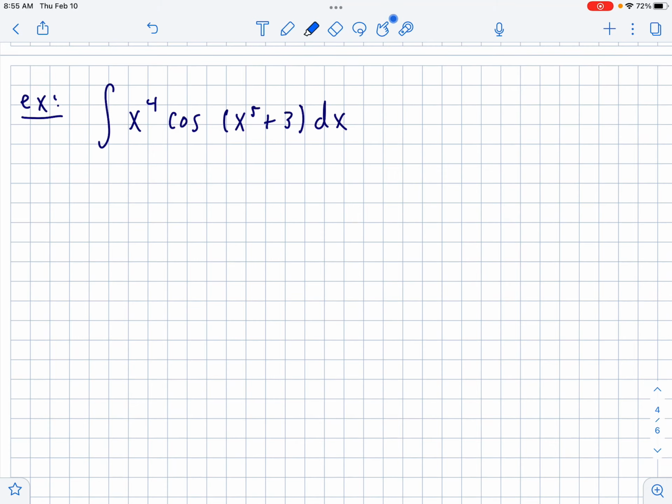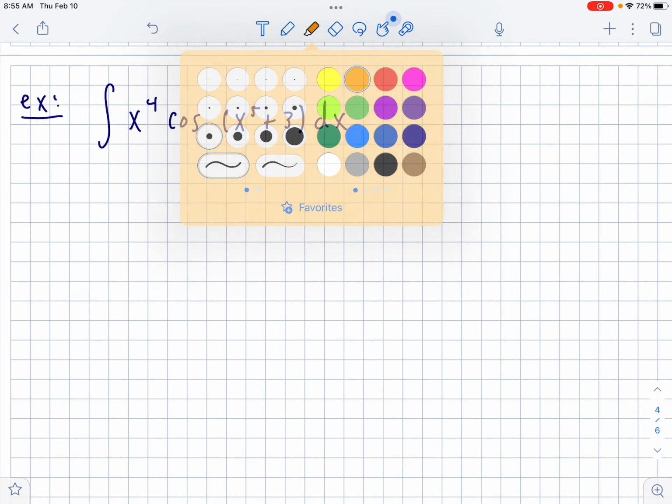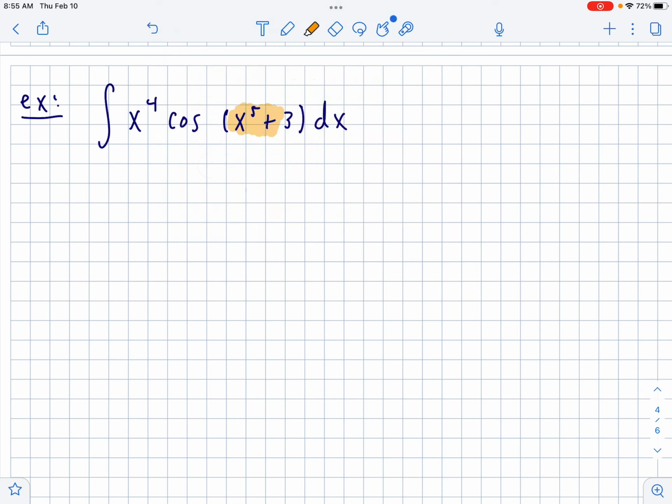Okay, this problem is a candidate for U-substitution once again because there's an inside function. x to the 5th plus 3 is inside cosine. So first step, define u. u is equal to x to the 5th plus 3, and then cosine of x to the 5th plus 3 is equal to cosine of u.